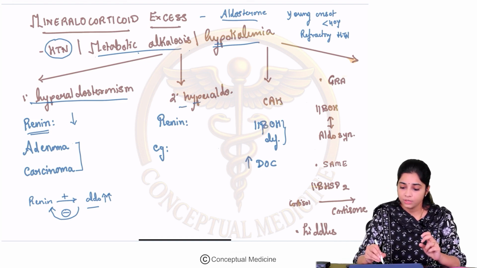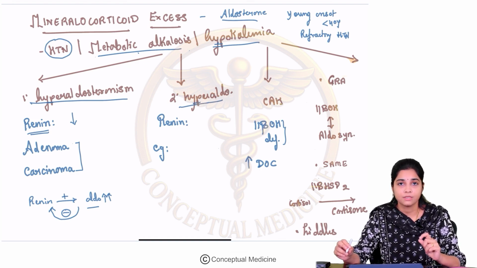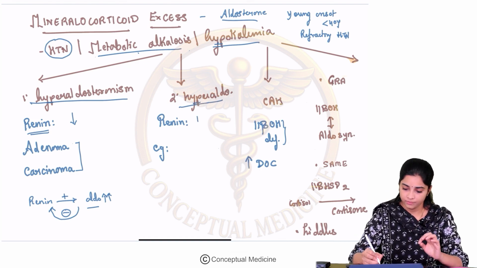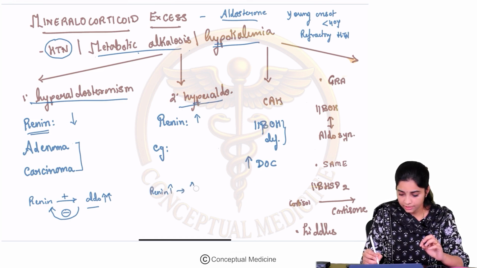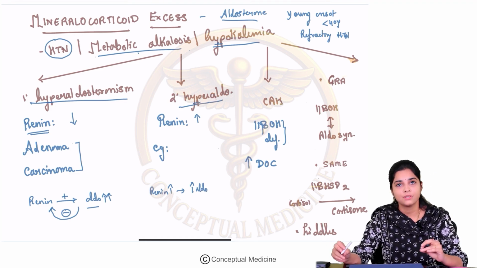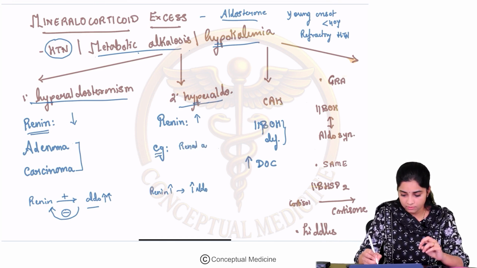Okay. Now, what is secondary hyperaldosteronism? In secondary hyperaldosteronism, renin itself is elevated, and because renin is elevated, it causes increased production of aldosterone. Right? So this is your secondary hyperaldosteronism. What are the examples for this? This includes renal artery stenosis or a renin secreting tumor.